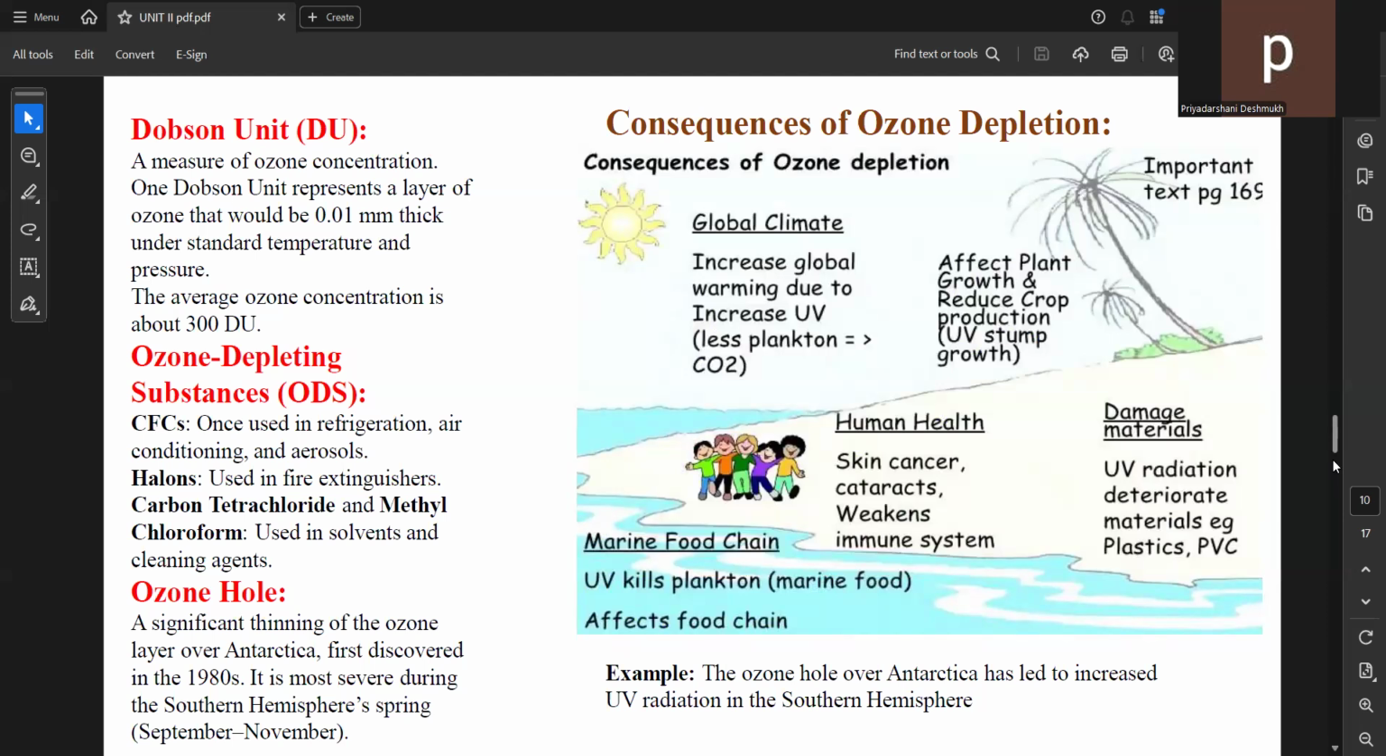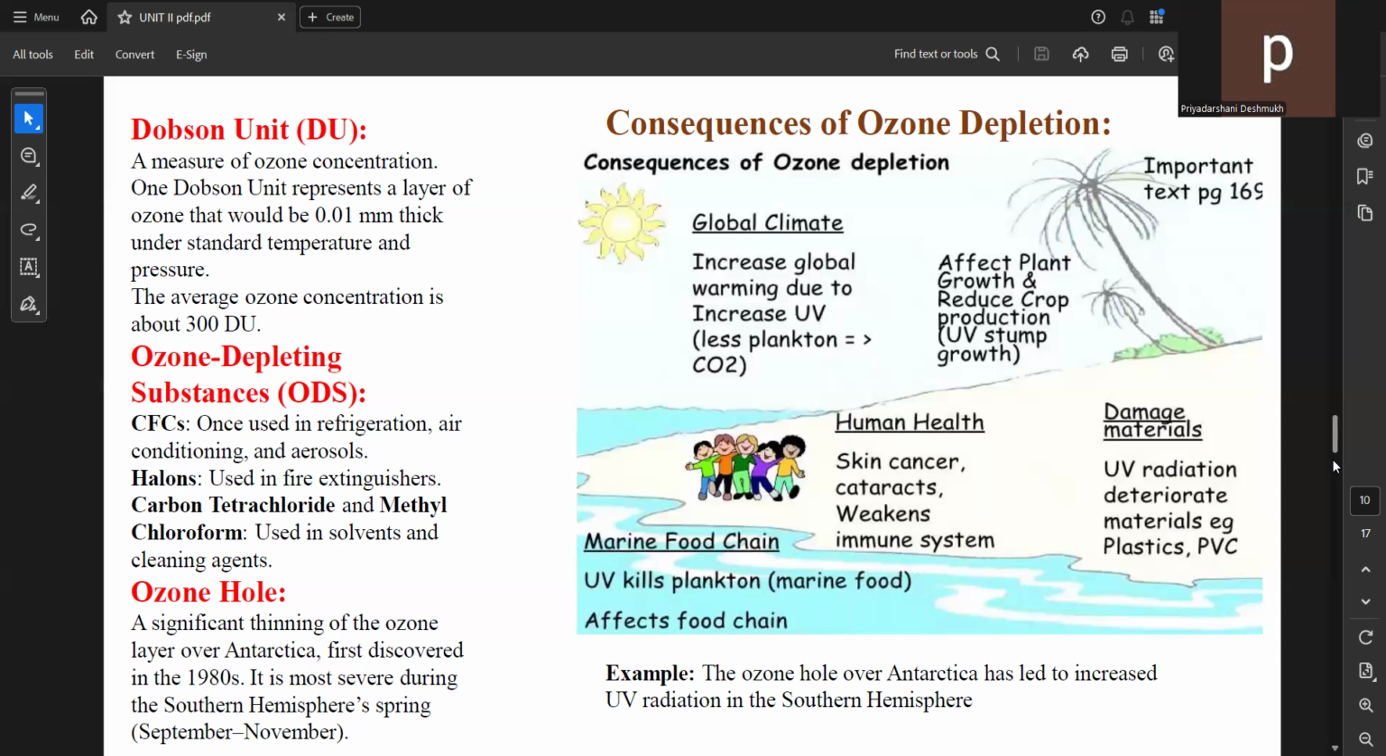Okay. Now the next one is the ozone depletion substance, that is ODS, that I have already told you. ODS is the CFCs, halogens, carbon tetrachloride and methyl chloroform. Now the ozone hole. Ozone hole is what we have all heard about, this ozone layer. It is a significant thinning of the ozone layer over the Antarctica. First discovered in the 1980s, it is most severe during the southern hemisphere's spring, that is in September to November.